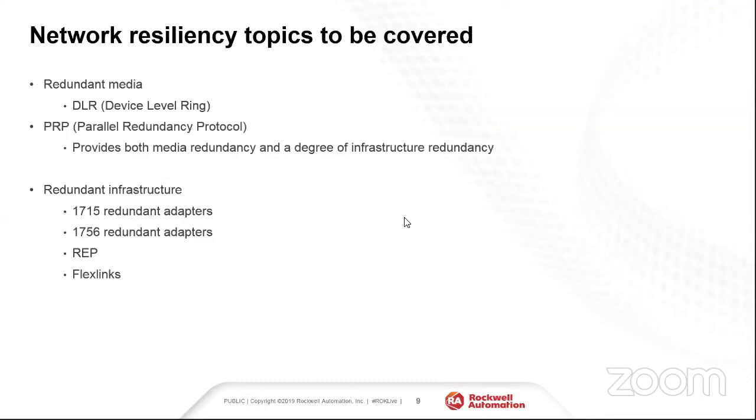Network resiliency topics that we're going to talk about today: redundant media, device level ring, and PRP, Parallel Redundancy Protocol, which provides both media redundancy and a degree of infrastructure redundancy. We'll also talk about some redundant hardware and infrastructure: the 1715 redundant adapters, 1756 redundant adapters, REP, and Flex Links.